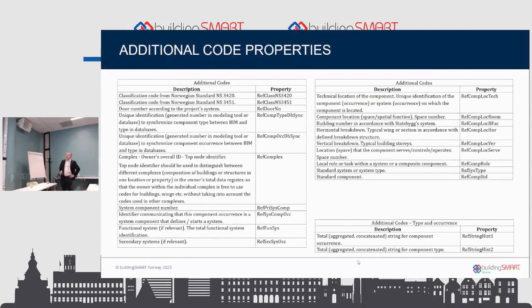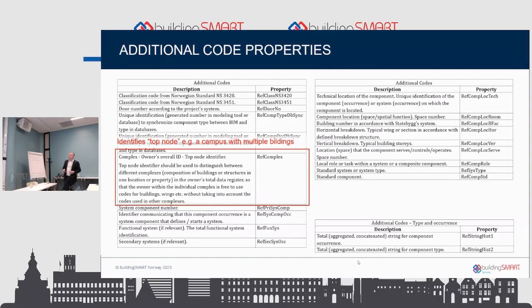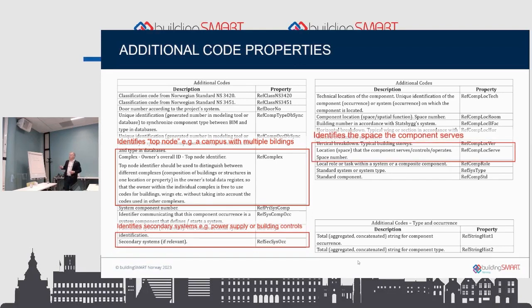And then there are, of course, additional code properties, because there are different uses from before. We use our code this way, and others use the code their way. For example, I told you that the location is often the room that is served, and not the container for the whole system, so they still need their room. The top node identifies, for example, the room here. If you have a complex, a campus with many different buildings on one site, you can also identify the overall complex here.